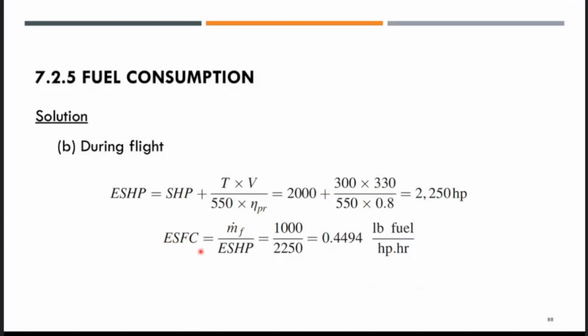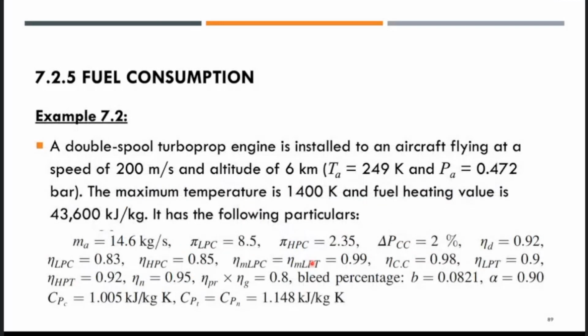And then we continue to find the equivalent specific fuel consumption, ESFC. You have the mass flow rate of the fuel, which is 1,000, and you already got the value of ESHP, which is 2,250 horsepower. You obtain the equivalent specific fuel consumption to be 0.4494 pound fuel per horsepower hour. All right. So this is during the flight.